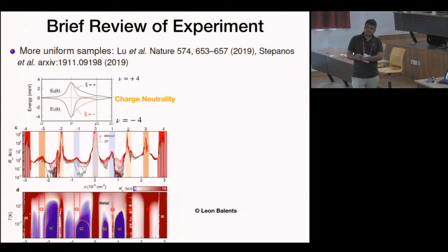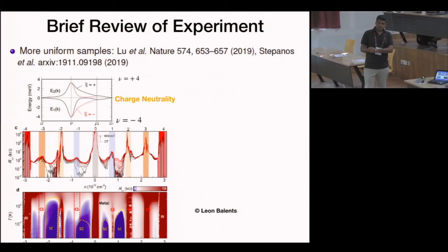Okay, so this is a recap of the experiments and what we are going to be interested in. So you see, this is scanning the filling of this nearly flat band. This is charge neutrality that corresponds to this electron density over here. And they see, at least in these experiments, an insulating phase at charge neutrality. So the main question we'll ask today is, what is the nature of this insulating state? Okay, so if it's a broken symmetry state, identify the broken symmetry.